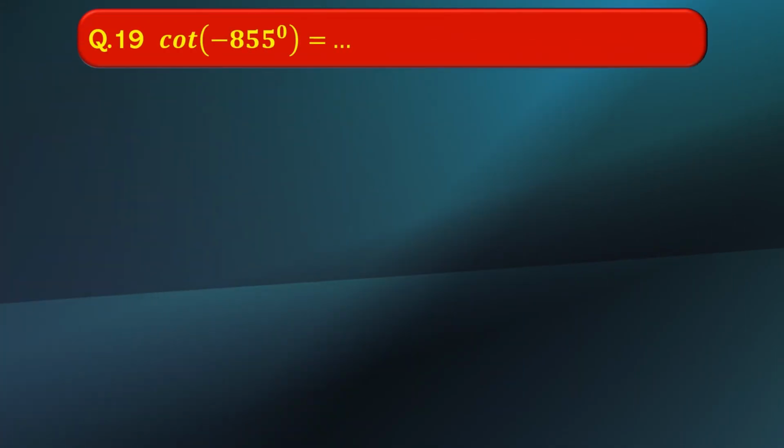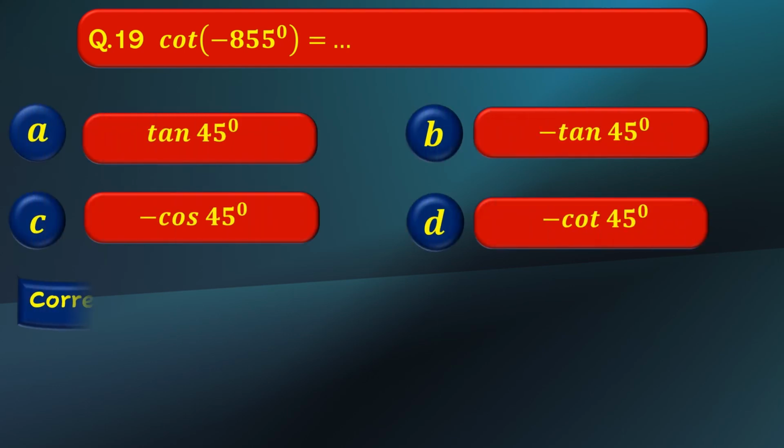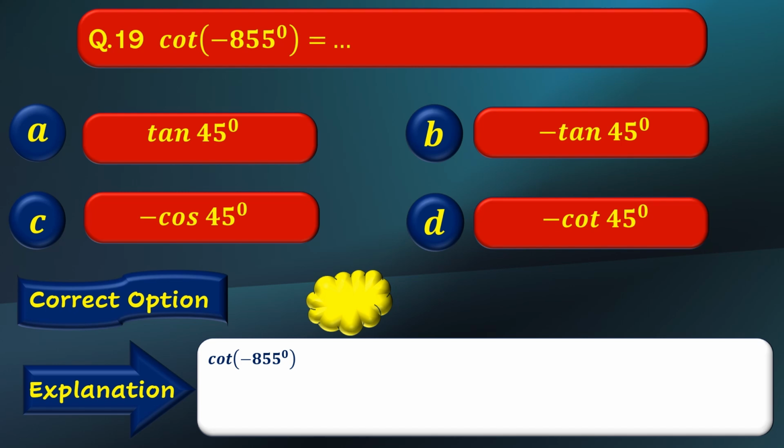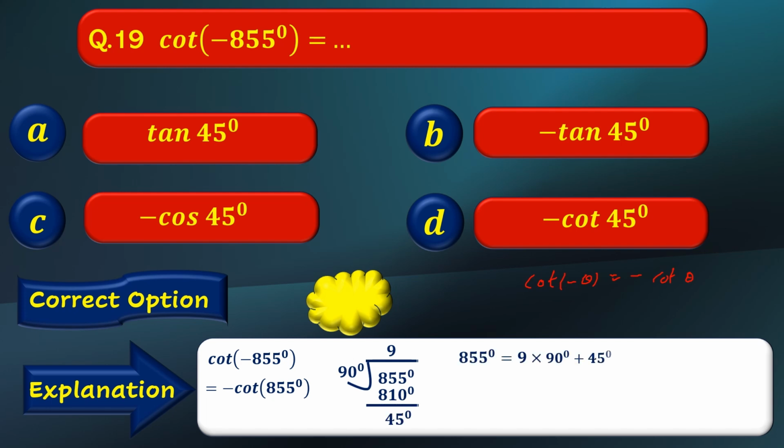Question number 19. Cotangent of minus 855 degrees is equal to, and the options are. Let's find out which one is the correct option. But before that, let's explain it. Here we are given cotangent minus 855 degrees. It can be written as minus cotangent 855 degrees because cotangent of minus theta is equal to minus cotangent theta. Now we divide 855 degrees by 90 degrees, and after dividing we get 855 degrees is equal to 9 into 90 degrees plus 45 degrees.